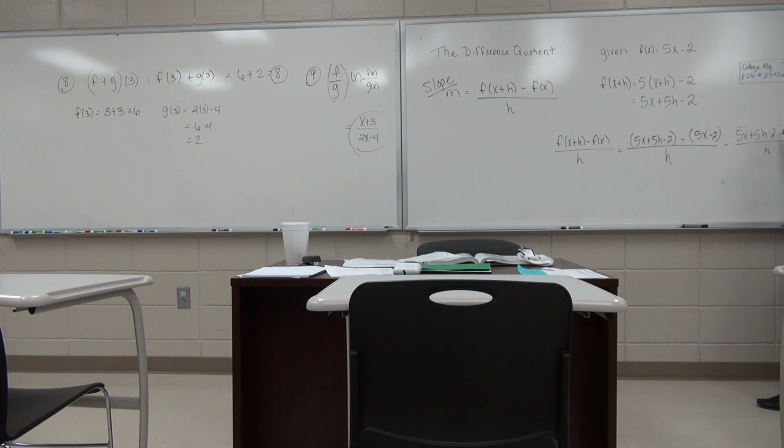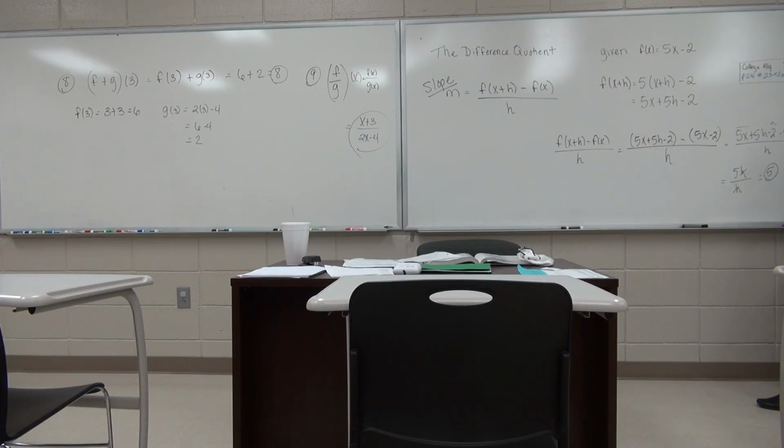Well, what happens to these 5 x's? They cancel out. They subtract out. What happens to negative 2 plus 2? Cancel out. They subtract out. So all I'm left with is 5h over h, right? And what happens to those h's? They cancel out. They divide out, so my answer is just 5.